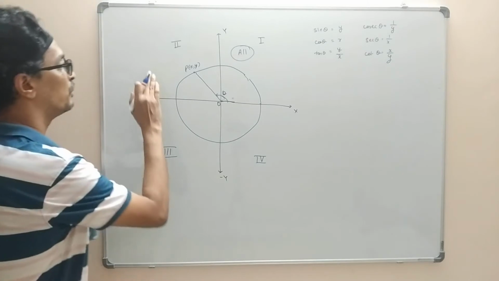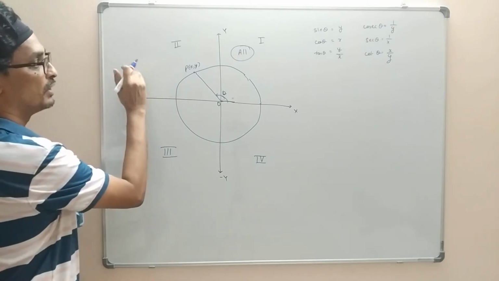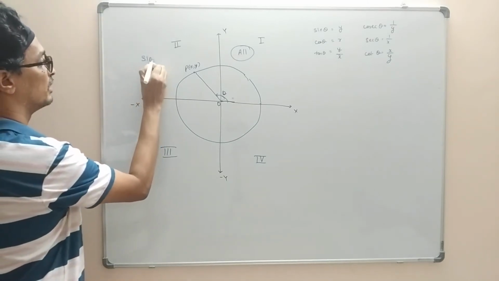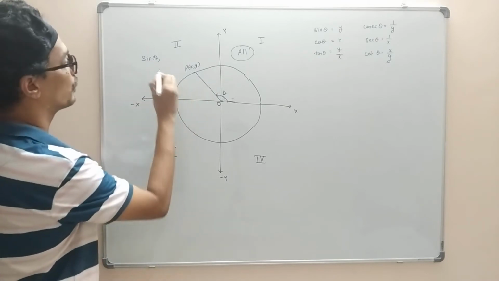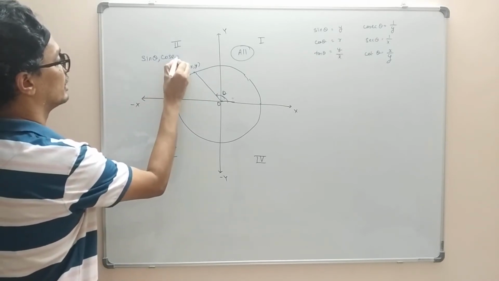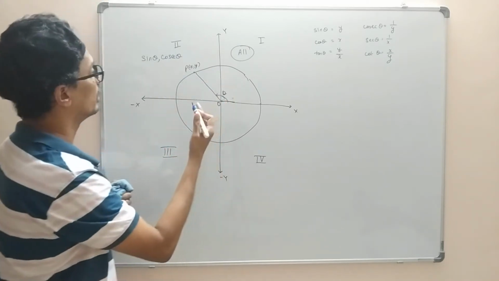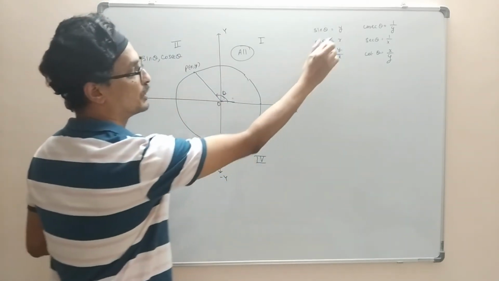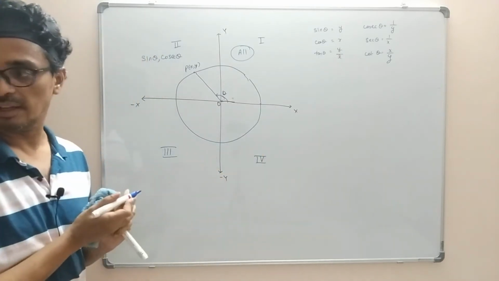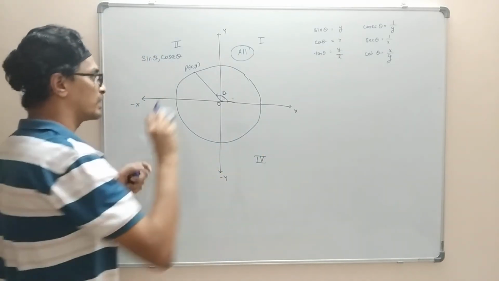So here, the quantities that are positive are sin theta and cosec theta. These two quantities will be positive because only y is positive; whatever term contains x will be negative. So let us come to the next quadrant.